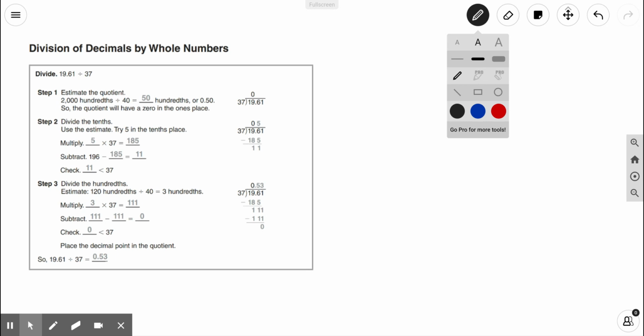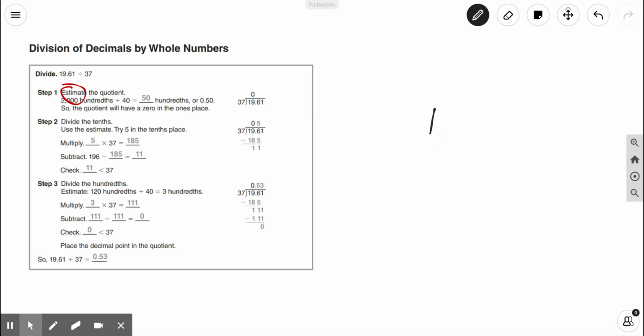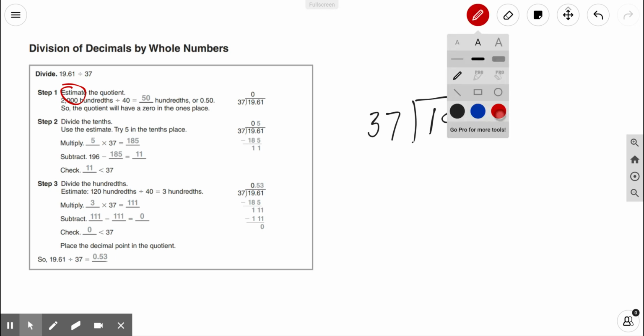Now, it does say estimate right here. You guys know I was pushing estimating. I am going to kind of breeze over it. It is still important, but for process purposes, I'm going to skip over it. So here we have 19 and 61 hundredths divided by 37. Okay, so how many times can 37 go into 1? Hopefully you said none. Put an X right there.